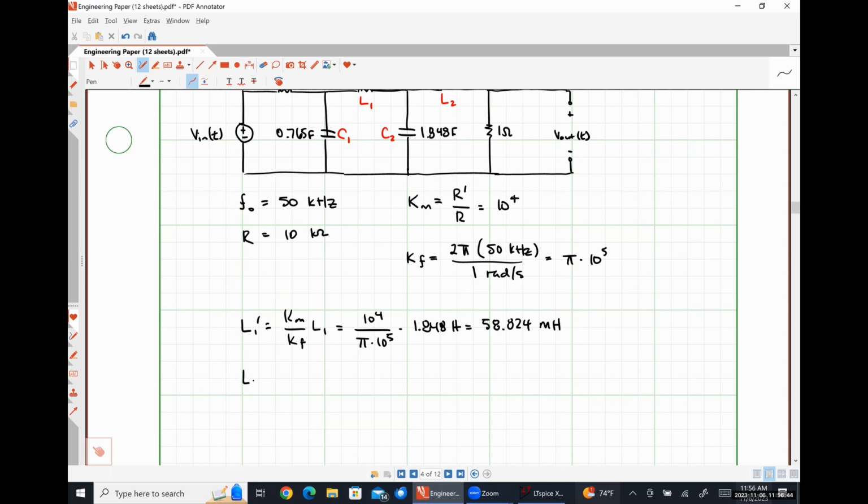L2. So same exact equation, Km over Kf times L2. So 10 to the 4 over pi times 10 to the 5 times 0.765 henries gets us 24.351 millihenries.